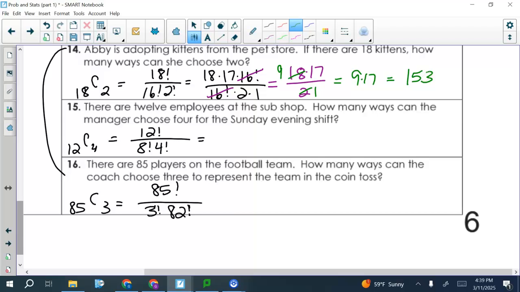All right, 15, 12 employees at the sub shop. How many ways can the manager choose for the Sunday evening shift? So again, it doesn't matter if you get chosen first to work that shift or if you get chosen last. They're choosing 4, okay, where order does not matter. So on the numerator, we're going to do 12 times 11 times 10 times 9, and then 8 factorial was our biggest number on the bottom. So we'll leave that 8 factorial, but then we're left with 4 times 3 times 2 times 1. So again, those 8s can cancel.